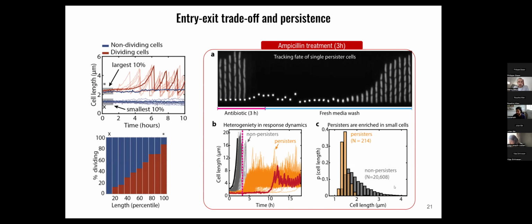And so when we tracked about 20,000 of these lineages during exit dynamics, only 200 cells were persisters, and they were all in the small class of cells. Interestingly, less than 10% of the small cells would actually persist, which meant that just being small was not enough of an indicator that they're going to be slow and therefore won't be killed.